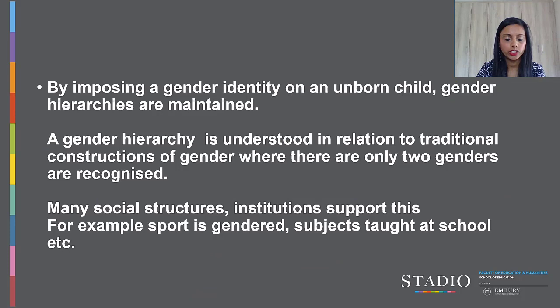Now, the one thing we need to remember is by imposing gender identity on an unborn child, we maintain gender hierarchies. And traditionally, gender was only understood and recognized in two categories. But with modern views, that is obviously changing. So we also need to remember that many social structures and institutions today support just the two categories of gender. An example of that would be sports are gendered, subjects are gendered, and even career types are gendered.